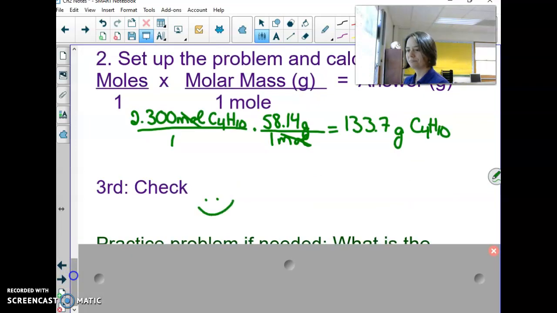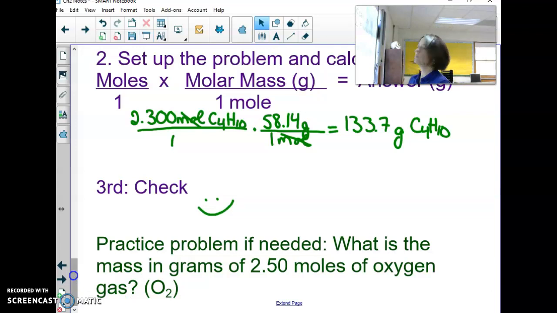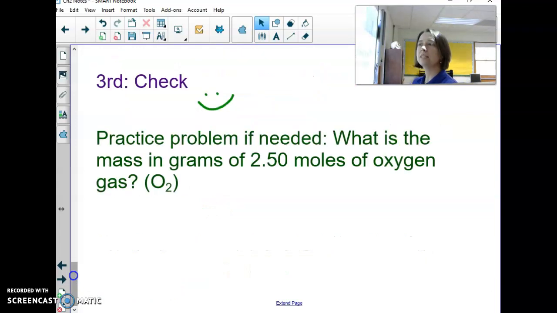Good job. So what I would like you to do is we have a practice problem where you may want more practice on this, or maybe you're feeling like you totally got it down. So practice that if you want to. Otherwise, I might assign that to the whole class, and it is, what is the mass in grams of 2.5 moles of oxygen gas, which is O2?